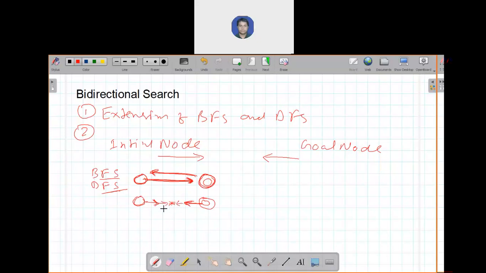So in the bi-directional search, we start exploration of the problem from both ends.